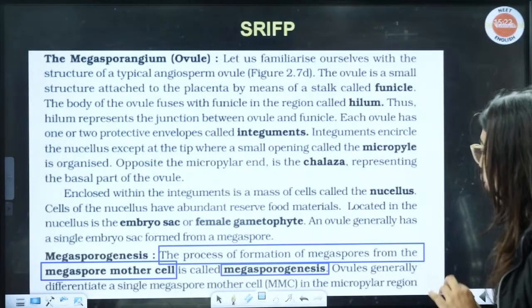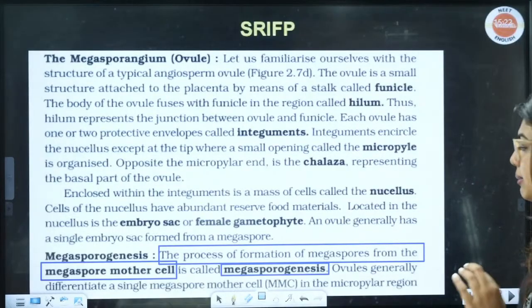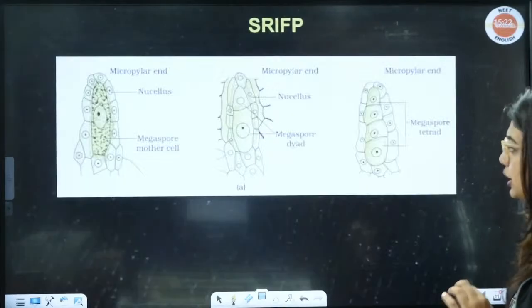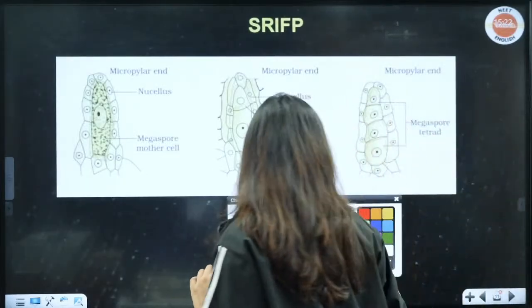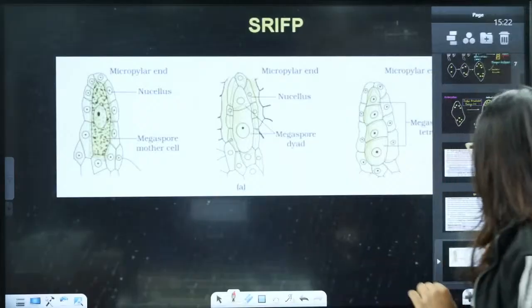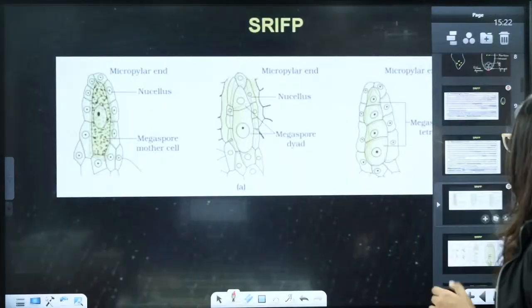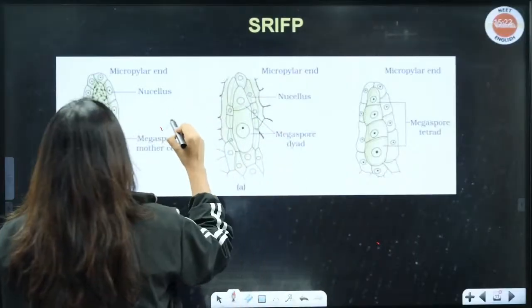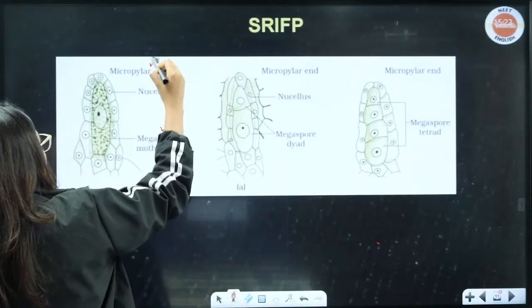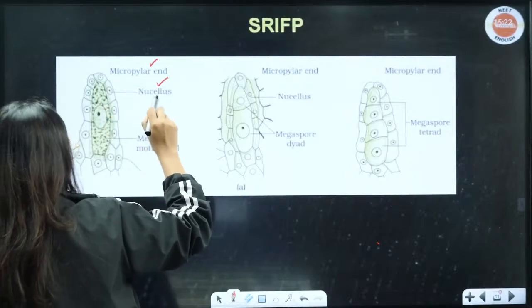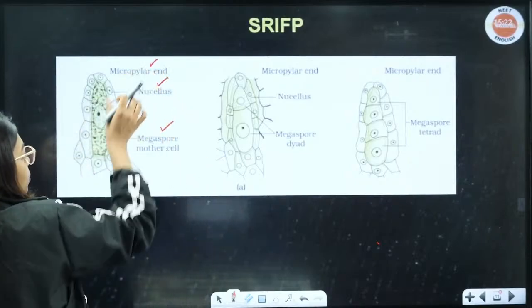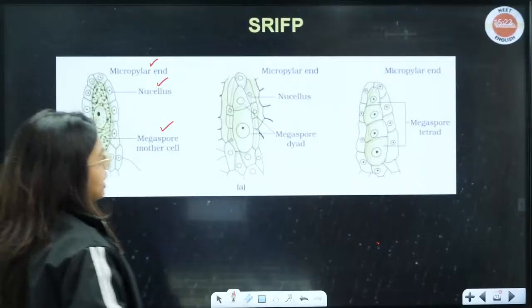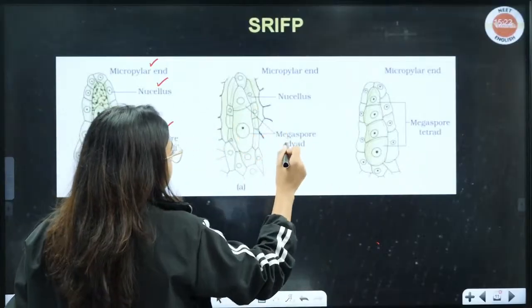Okay. Now, ovules generally differentiate a single megaspore mother cell in the micropylar region. So, look here students, the entire process is explained. First, we will finish reading NCERT. Okay, that's all. I have taken only the main portions of NCERT. Look at megaspore mother cell, nucellus, micropylar end. Okay, you can see the nucellus that is present in the micropylar end will start becoming the megaspore mother cell. From there, division happens.